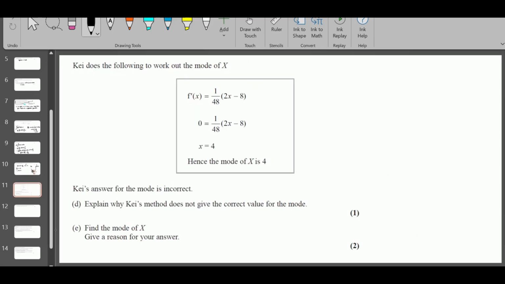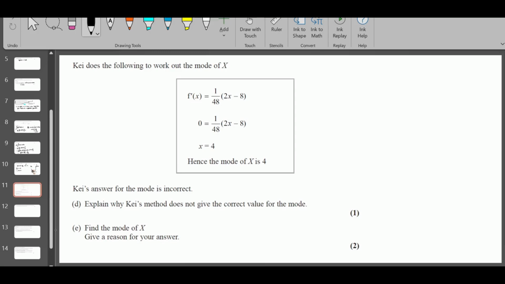Now the next part, part D. CAIE does the following to work out the mode. She has taken the function, differentiated, equated to 0, x is equal to 4, and she has written mode is x is equal to 4. CAIE's answer for the mode is incorrect. Explain why the method does not give the correct value.